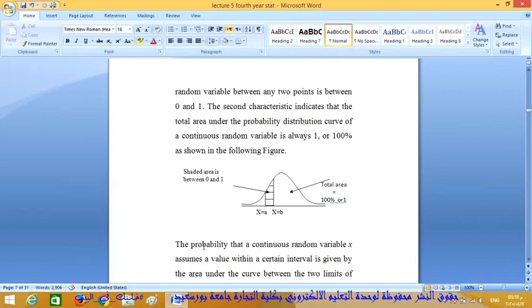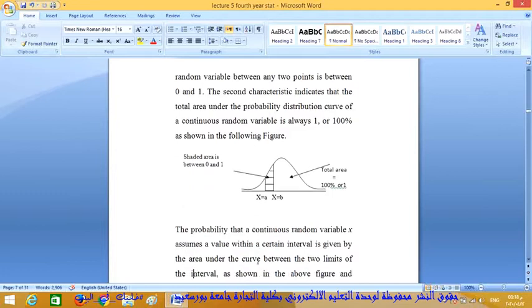The probability that a continuous random variable X assumes a value within a certain interval is given by the area under the curve between the two limits of the interval. Okay, so the shaded area between X equal A and X equal B represents the probability that the continuous random variable lies between A and B. Lies between A and B, right?